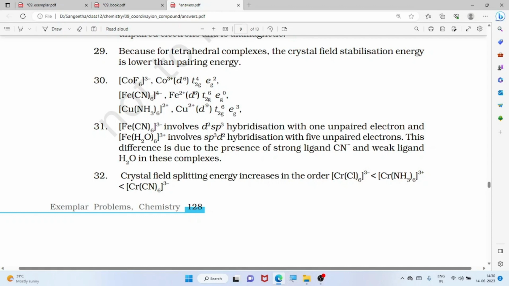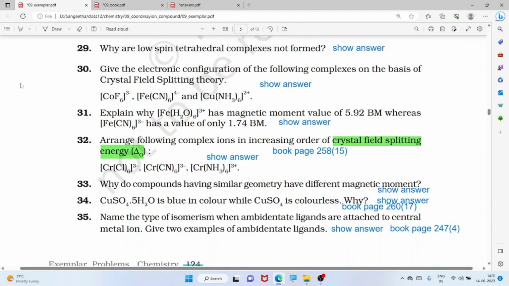T2g, eg, T2g, eg. Some of them won't have electrons in the eg, based on whether it is a strong ligand or a weak ligand. This is under a weak ligand and this is under a strong ligand. Explain why one has this magnetic moment, whereas this one has that magnetic moment.